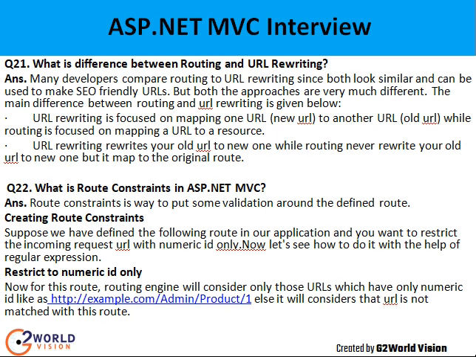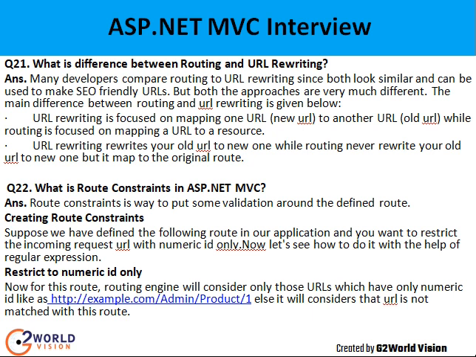URL rewriting is focused on mapping one URL, the old URL, to another, new URL, while routing is focused on mapping a URL to a resource. URL rewriting rewrites your old URL to a new one, while routing never rewrites your old URL to a new one, but maps it to the original route.